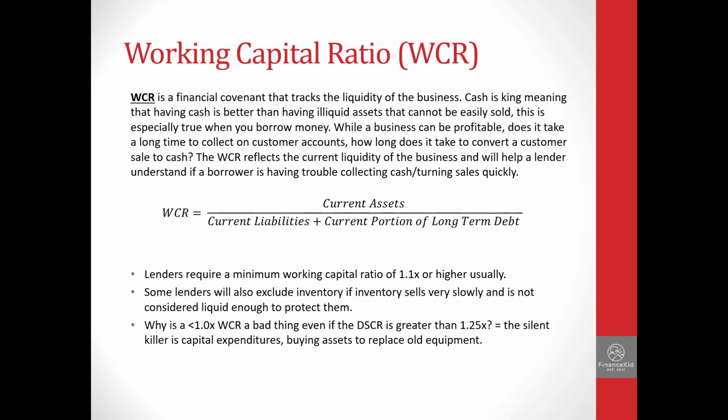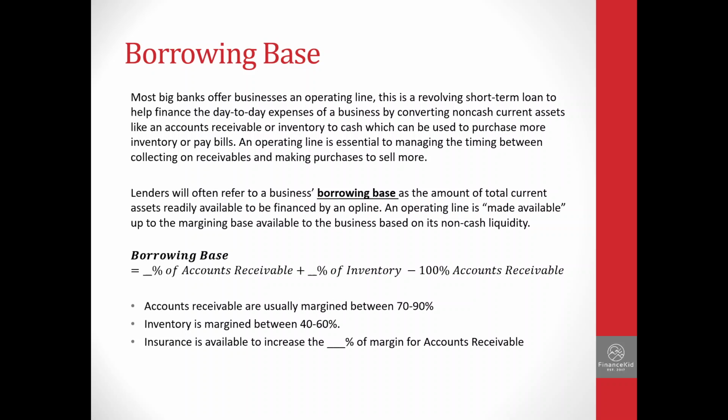And so there are some extreme situations where the DSCR may actually be positive and maybe above the required covenant, but the working capital ratio is in breach simply because, again, the business is not collecting on accounts receivable. Now, the borrowing base.